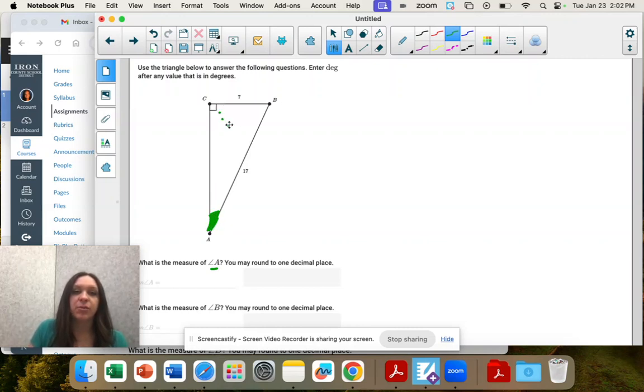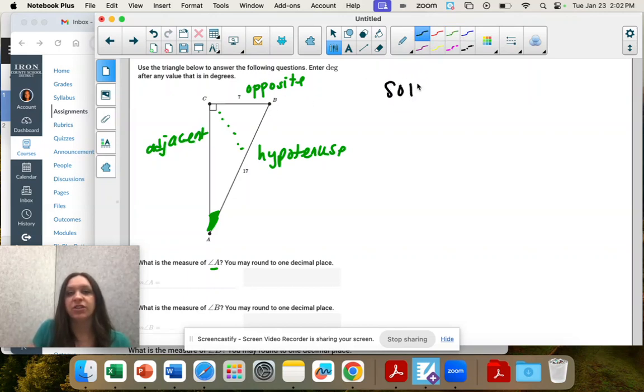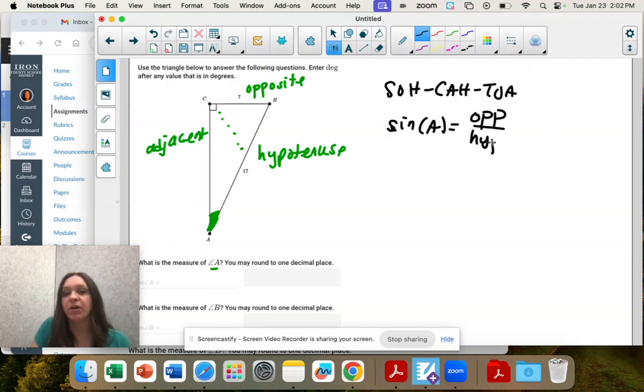Across from the right angle is the hypotenuse. Across from our reference angle is the opposite. And then we don't know the adjacent side. We'll find it, but not yet. So which trig function has opposite and hypotenuse? That's one we have to use. Sine, right? Sine of our angle equals opposite divided by hypotenuse.